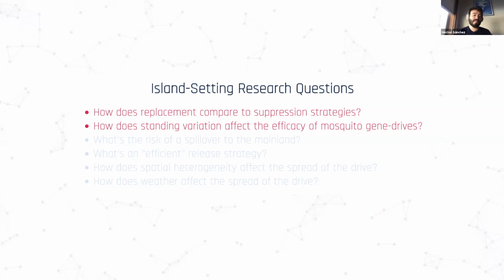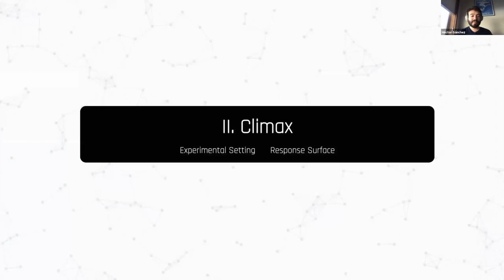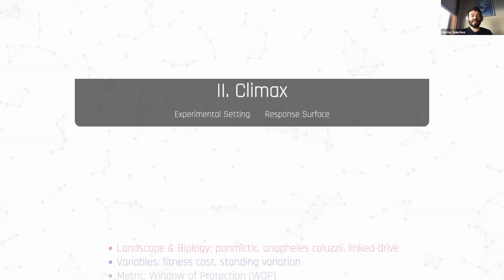The second question I'm going to be focusing on is how genetic standing variation affects the mosquito gene drives. We expect mosquitoes to have some genetic variation in their genotypes, which is somewhat analogous to insecticide resistance, just because when the drive homes into a region of the genotype, there's bound to be some mutations and variations, and that could cause the gene drives to fail. Next slide, please. And next slide.